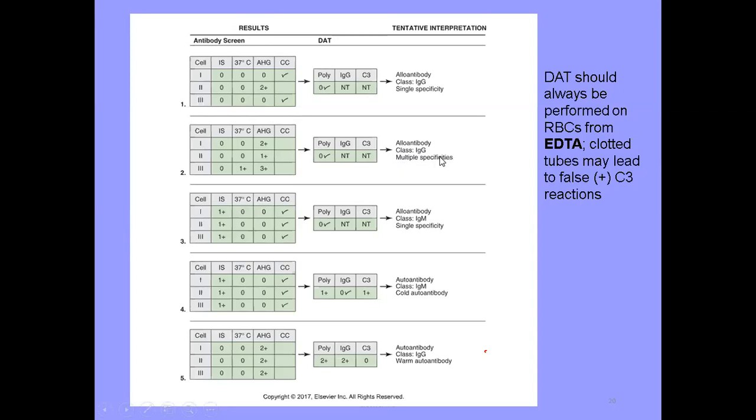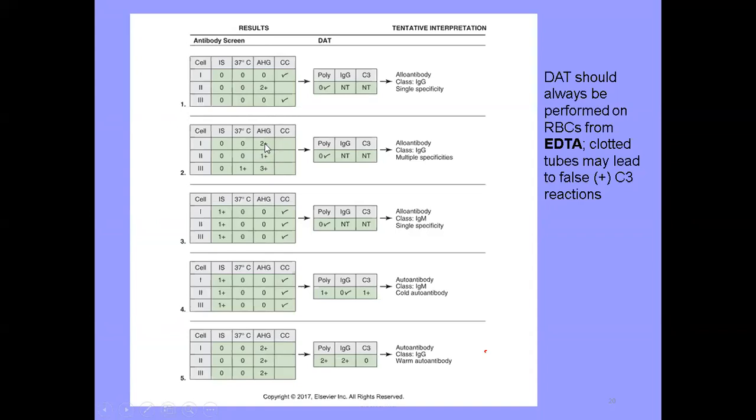So why do we say multiple specificities? When you see different patterns of reaction like we do here: screening cell 3 started at 1+ and got much stronger at 3+. Then how come these didn't react here? They're just showing up reacting, with screening cell 1 and 2 only at the AHG. It looks like different patterns of reactivity, so we're going to suspect that this person has more than one antibody. One of them is starting at 37, getting stronger at AHG. This one is only reacting at AHG.